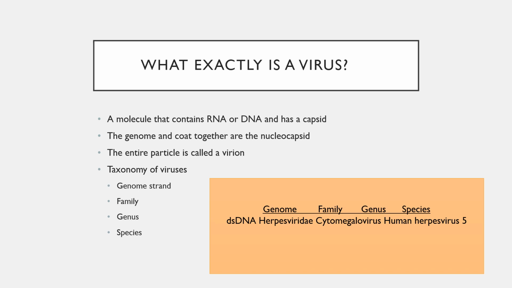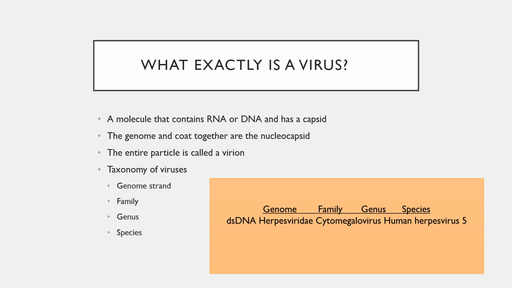So you might be asking yourself, what exactly is a virus? A virus contains RNA or DNA at a very minimum and a capsid. This is a protein coat. They're 10 times smaller than bacteria, and they can't survive without the use of a host cell of some sort. They are tiny particles of nucleic acids and protein coats that are not really alive. The genome and the coat together are called the nucleocapsid. The entire virus particle is called the virion.